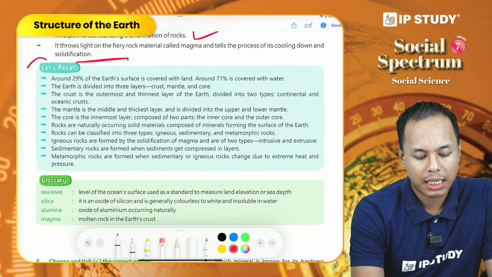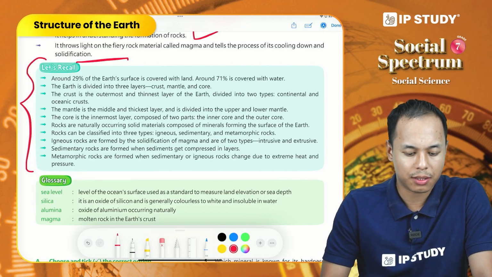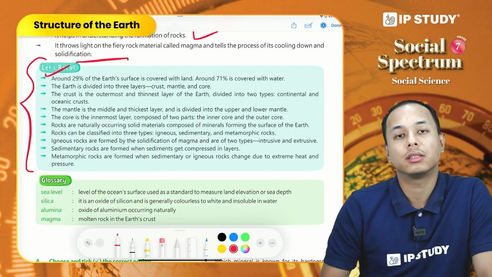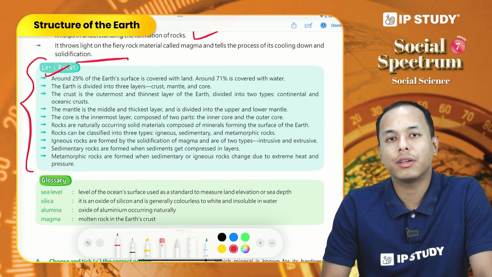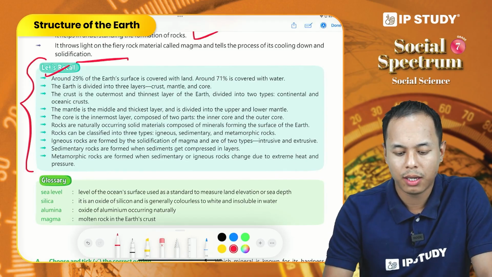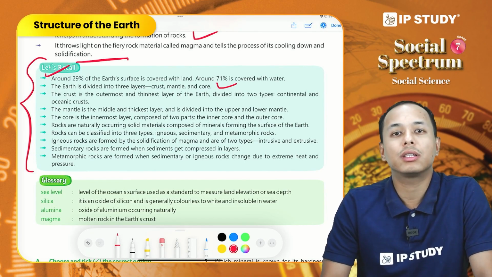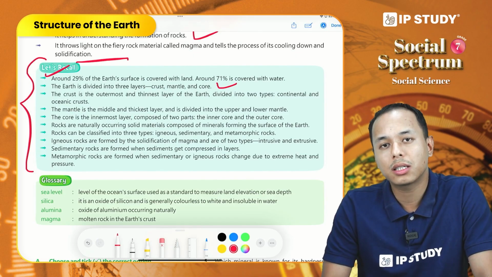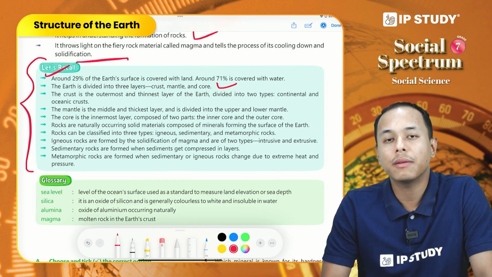So now let us summarize the important points we have studied in this session. Firstly, around 29% of the earth is covered with land, and the remaining 71% is covered with water. The interior of the earth is divided into 3 concentric layers: crust, the uppermost layer, after that mantle, and the innermost layer, that is core.